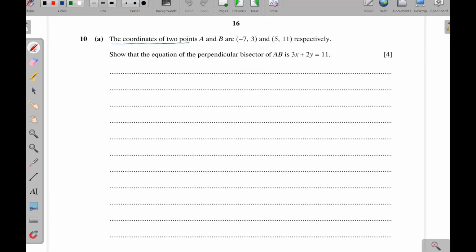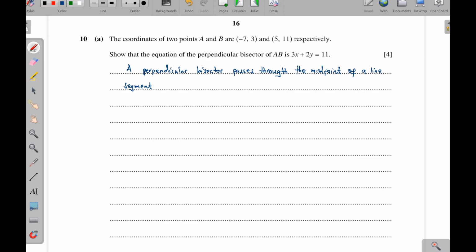Question 10 part A. The coordinates of the 2 points A and B are these ones here respectively. Show that the equation of the perpendicular bisector of AB is this one here. There are two things you need to know. Number one is that a perpendicular bisector passes through the midpoint of a line segment. Let me write it here. A perpendicular bisector passes through the midpoint of a line segment.